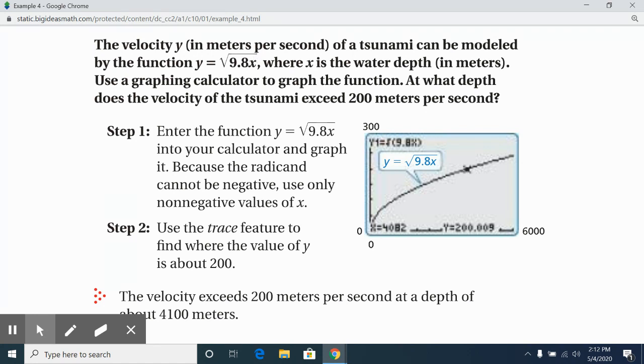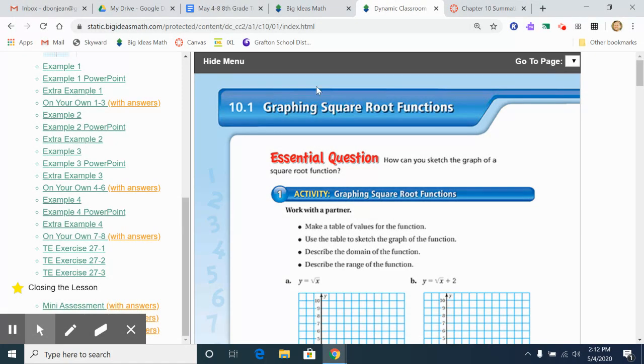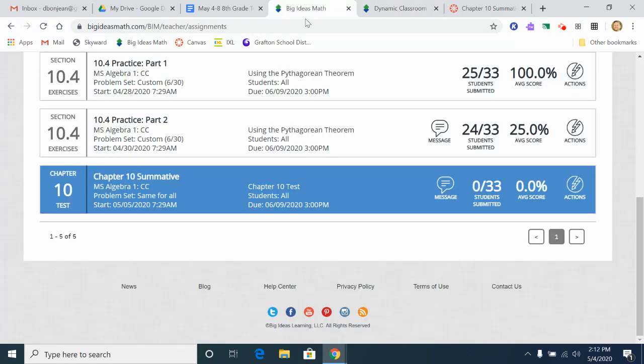Okay, so that's it. There's only 10 questions all in all. So at this time, you guys are going to go into Big Ideas, and you're going to go into your chapter 10 summative and complete that. Now remember, when you're done, hit your name at the top right and submit it. Okay, if you don't do that, it's not going to submit.